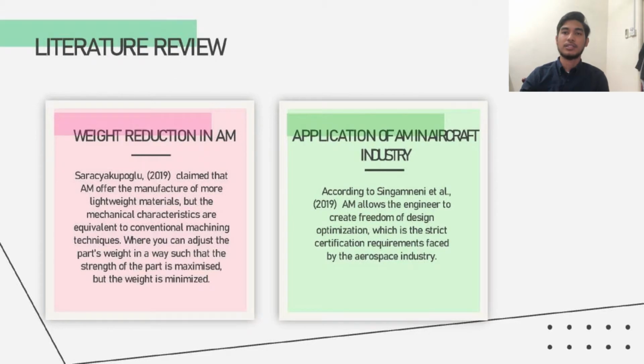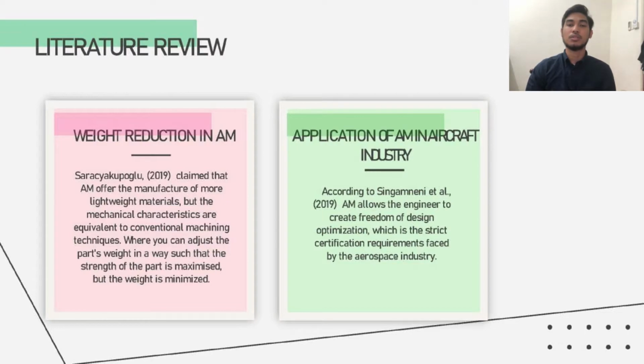What I got from my research is that, according to Saravana Kumar 2019, in the aerospace industry weight reduction is a vital need and additive manufacturing can provide it. On top of that, AM offers lightweight material, but the mechanical characteristics are the same as a product manufactured by conventional manufacturing techniques. This means AM adjusts the part weight so that the strength of the part is maximized but the weight is minimized. For years, additive manufacturing has been part of aerospace production. The role is largely limited to units such as internal parts or engine parts.